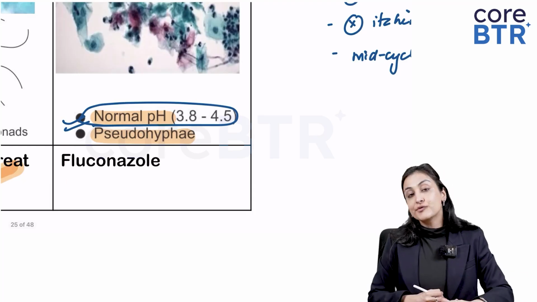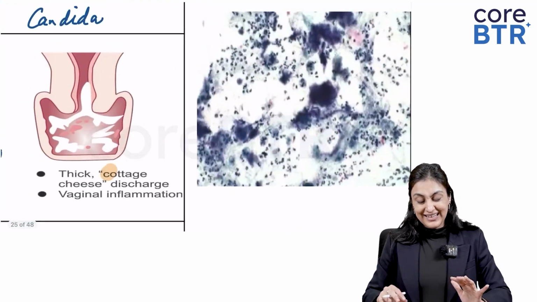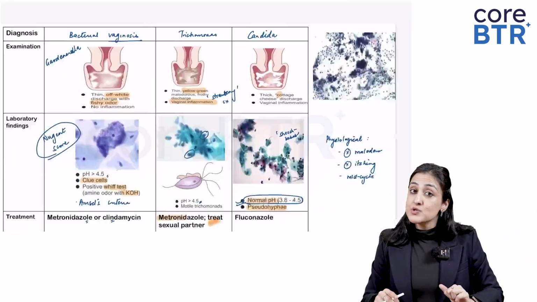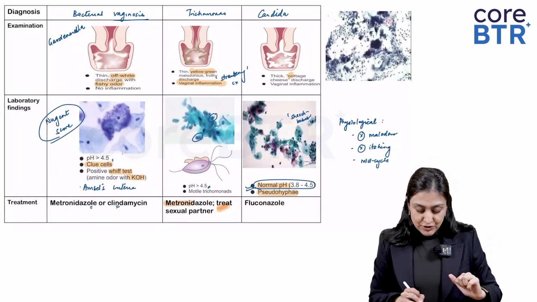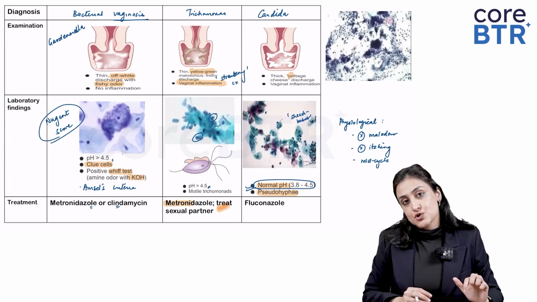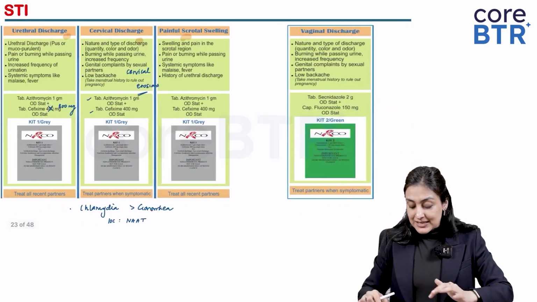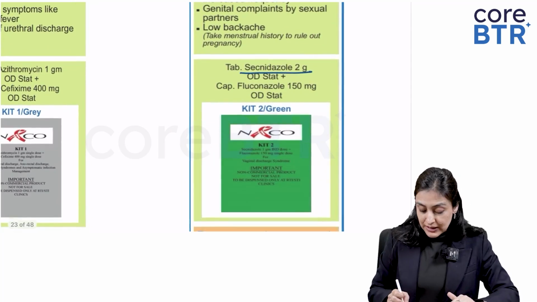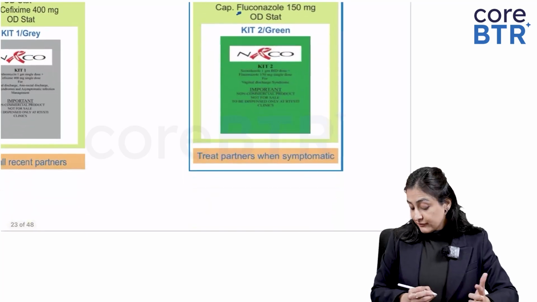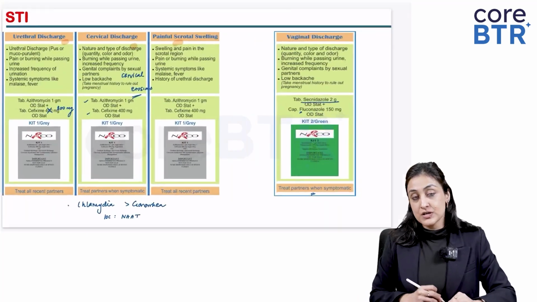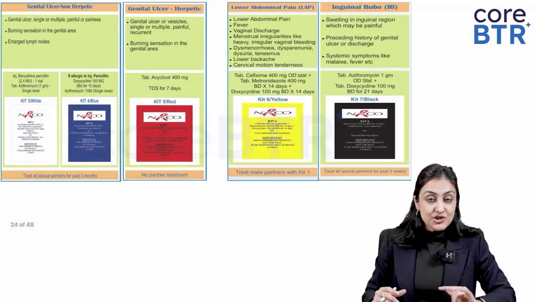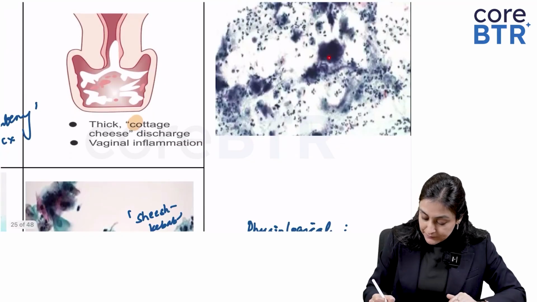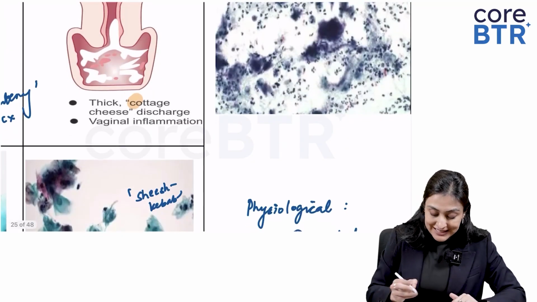It's fungal, so we give azoles, fluconazole, right? So can I say I can just give an azole and metrogyl and the problem is solved? Yes, but the thing is metrogyl is usually for 14 days. So that's why we can replace it with secnidazole. So the green kit is secnidazole 2 gram stat plus fluconazole 150 mg stat, and treat partners when symptomatic, particularly in trichomonas.